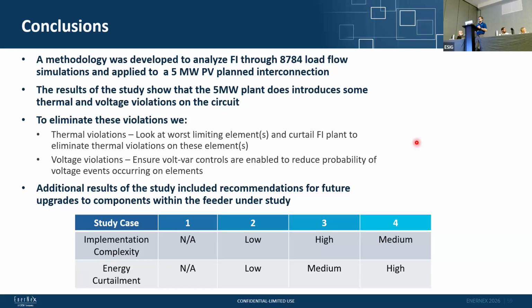So the results that we found was that the introduction of this plant actually does introduce some thermal and voltage violations. To eliminate them, we looked at some of the worst limiting elements along the circuit, whether it's a conductor, transformer, or any element like a voltage regulator that might be hitting its limits, and curtailed the EFI plant to eliminate these violations based on those worst case limiting elements.